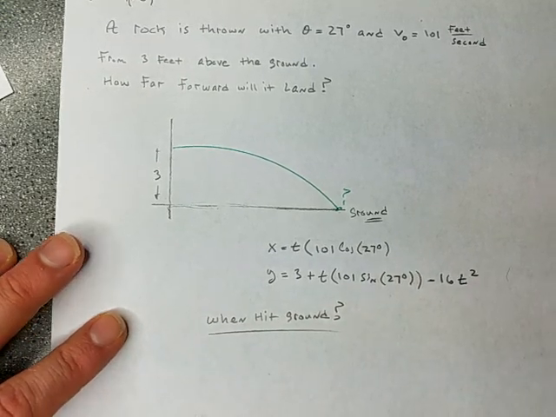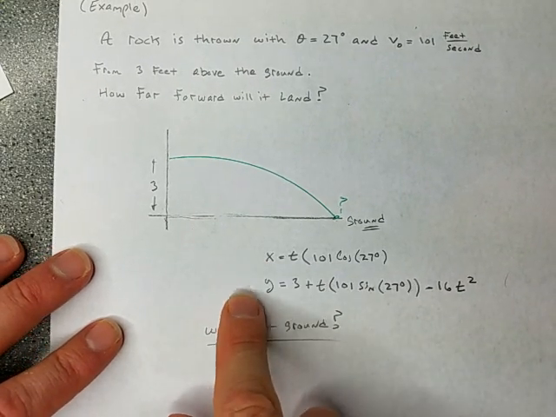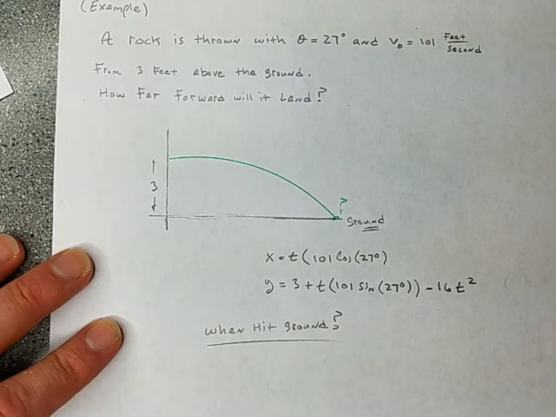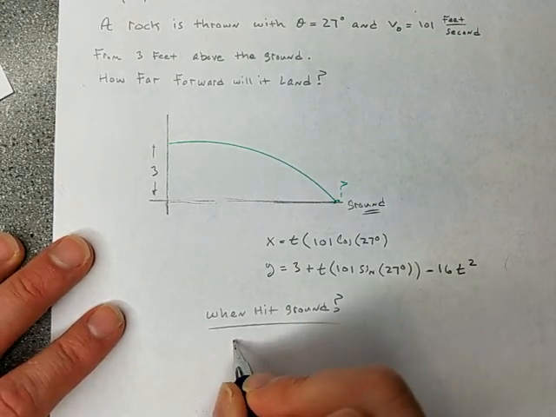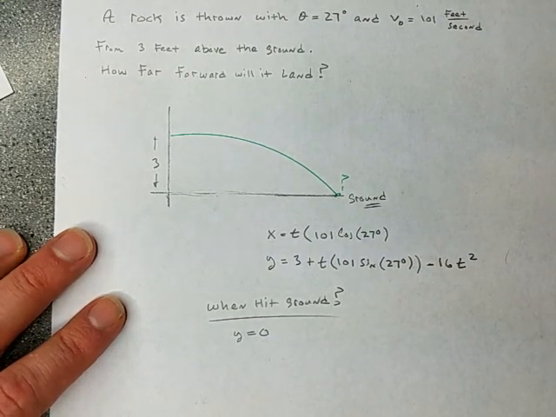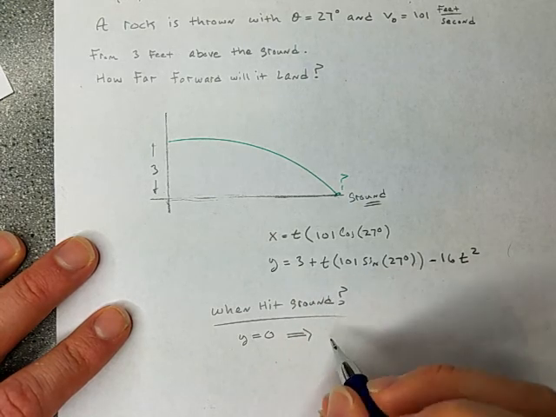All right, when will that hit the ground? Well, one thing I know about that, according to these equations, is the y-coordinate of its location will be 0 at the moment it hits the ground. So as far as the when, I can start by saying y is 0. And if I do that, then I get this equation.